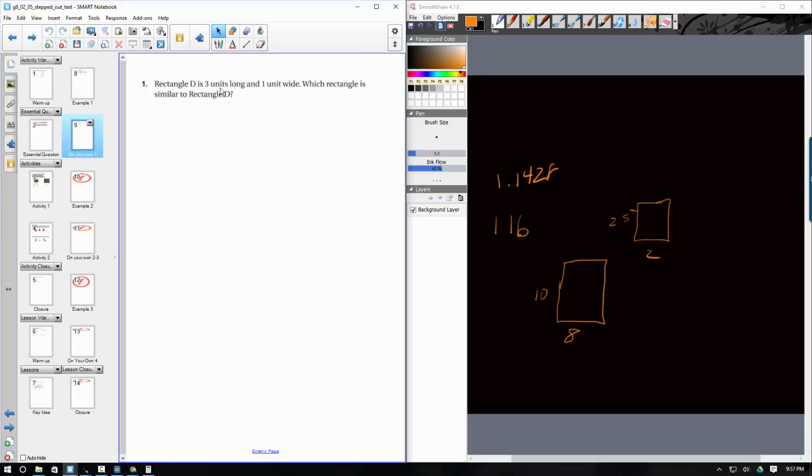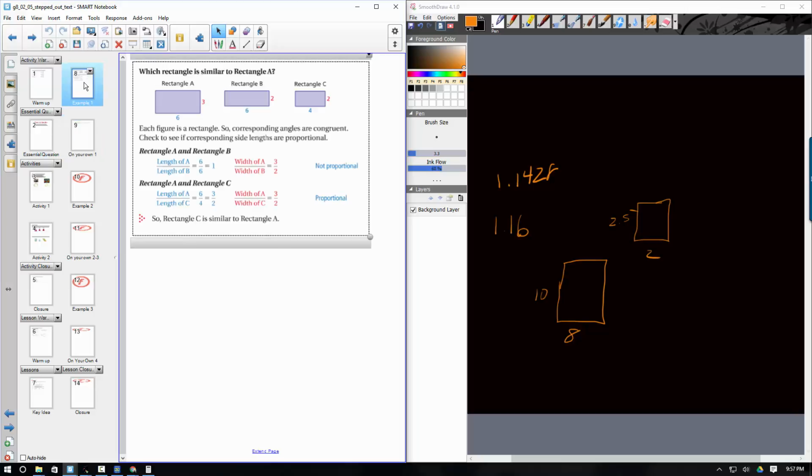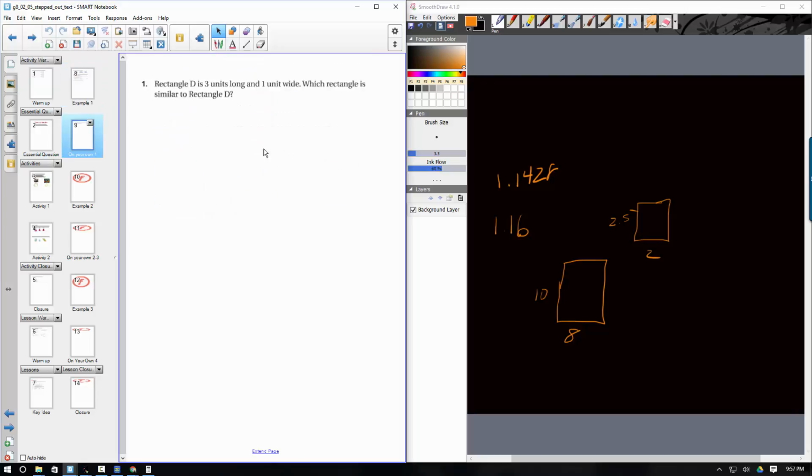For this one here, it says rectangle D is 3 units long and 1 unit wide. Which rectangle is similar to rectangle D? If I look back up here, that would be rectangle B, right? Because it corresponds, like 2 divided by 6 is 1 third. So that would be that one.